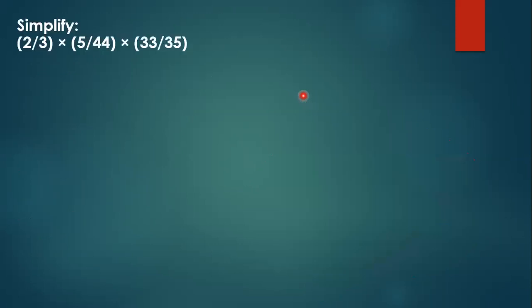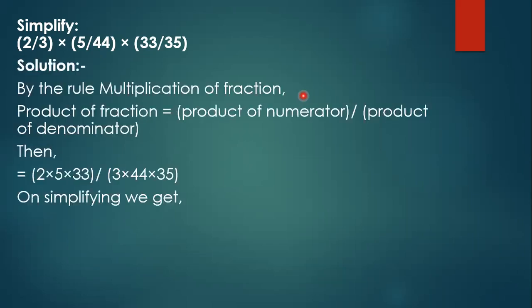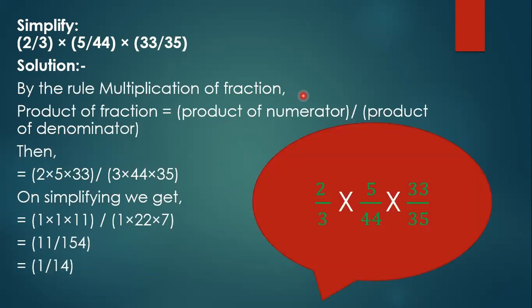Now here children, you see we have multiplication of three fractions. What will we do? We will do the same thing. We will say that multiplication of fractions is multiplication of numerators upon multiplication of denominators. Okay, here you can see, what will I do? Children, see here, 44 and 33 both can be cancelled by the table of 11. 5 and 35 both can be cancelled by the table of 5.